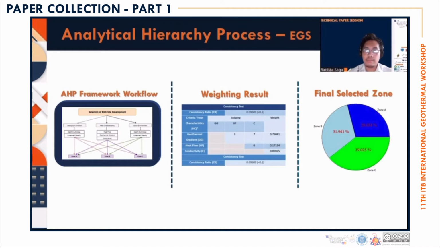After the pairwise comparisons are performed, the relative importance of each criterion is obtained. We find that heat characteristic is the most important criterion, and it is important to note that heat characteristic in this field could affect the other parameters significantly in the enhanced geothermal system.